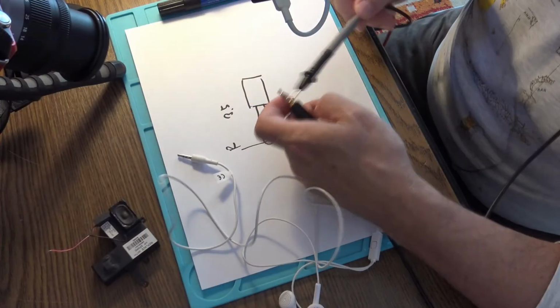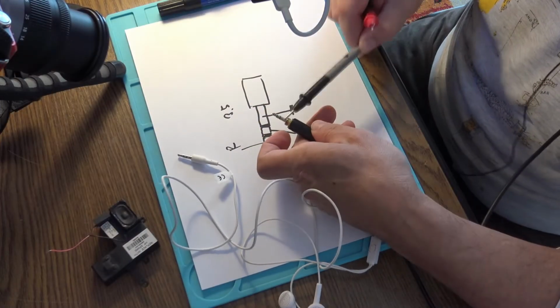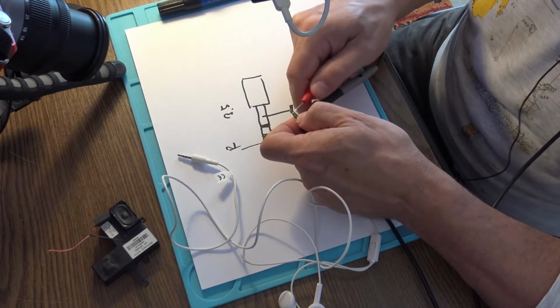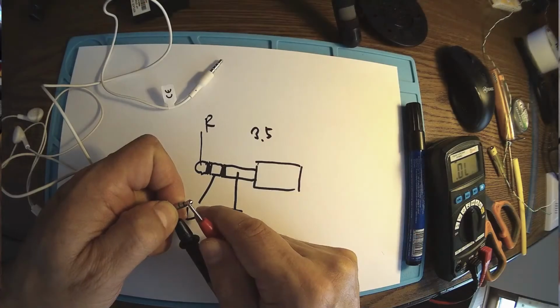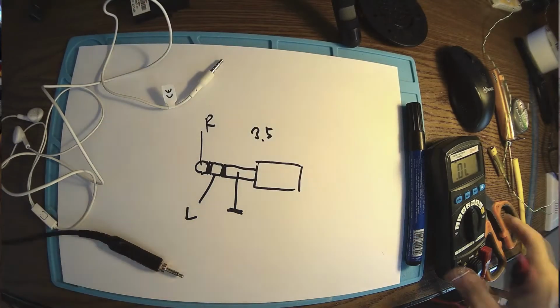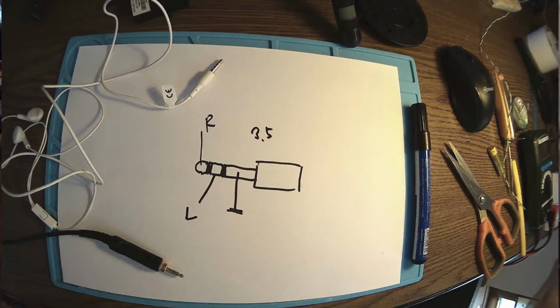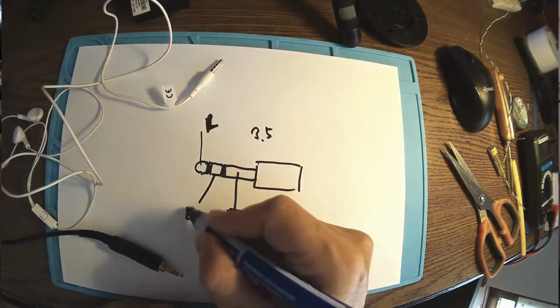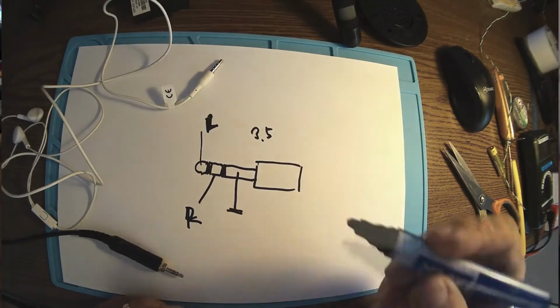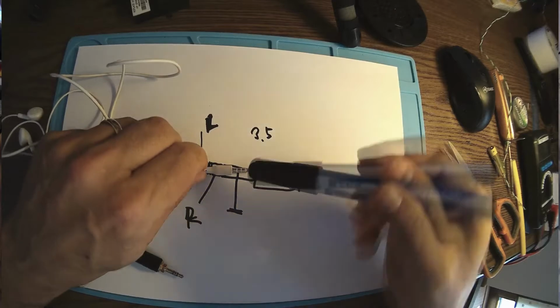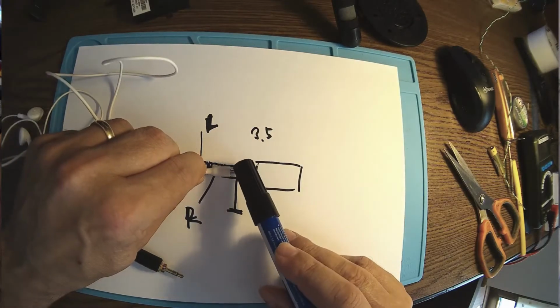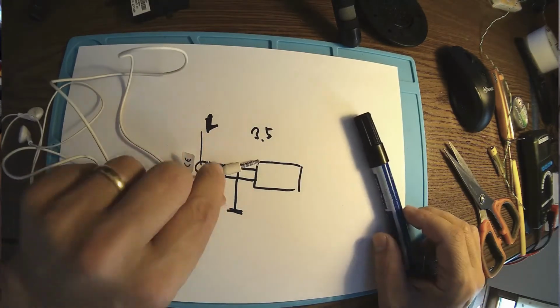So let's measure this. We have the ground. I said the ground is this one near the plastic, the big one, the big ring. Well, it was exactly the other way. The top is always left, and the second ring is right. Of course, some of the headphones have a third ring, and that's usually for the microphone, but generally it's exactly the same way.